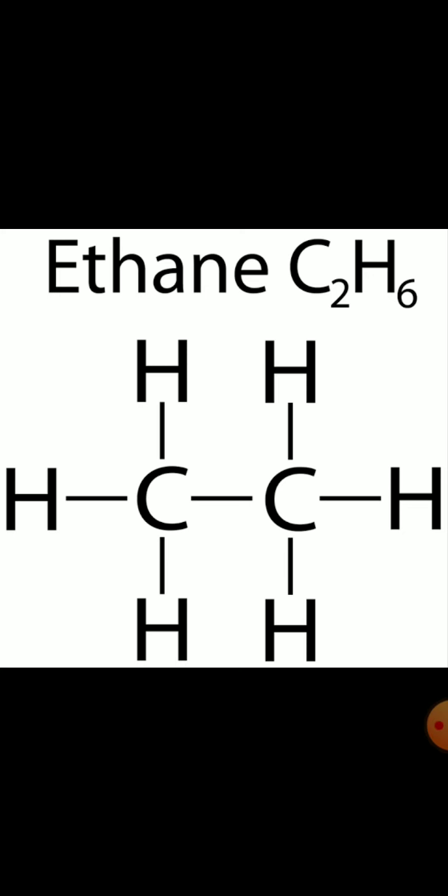How many H are there? 6. So with these 2 carbon we need to place H. Remember, I have told you that first and last carbon will have 3 H with it. On these sides, left hand side and right hand side, we have to keep H. So this is the structure of ethane. This is the second compound for saturated compounds.